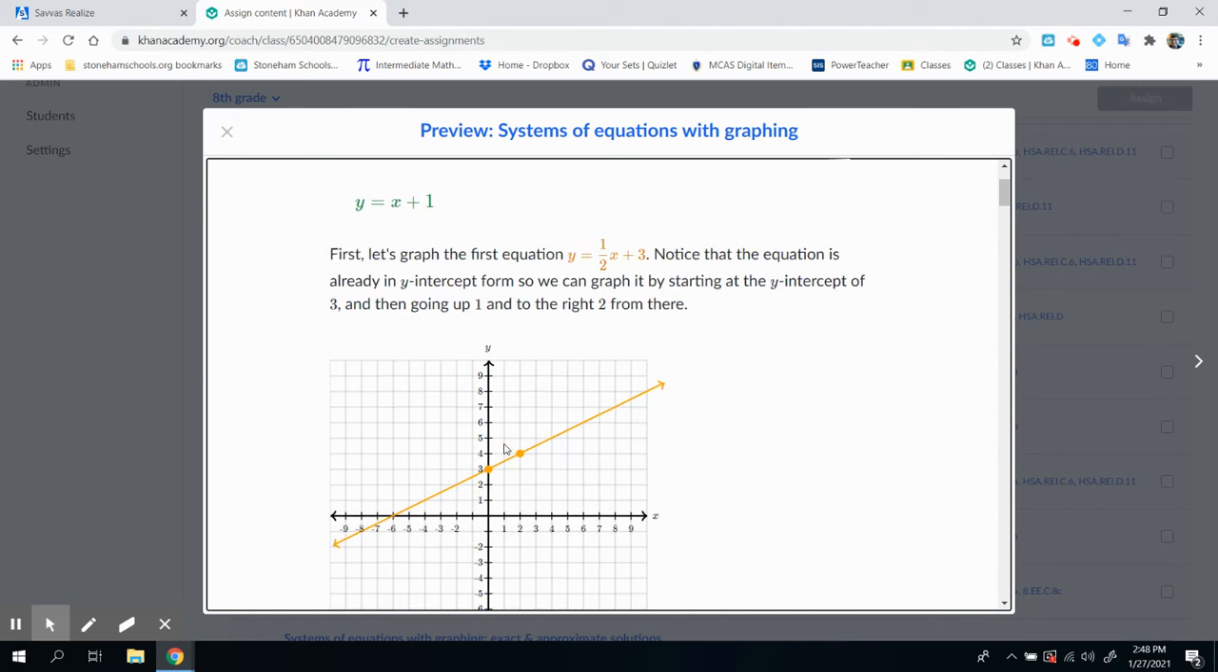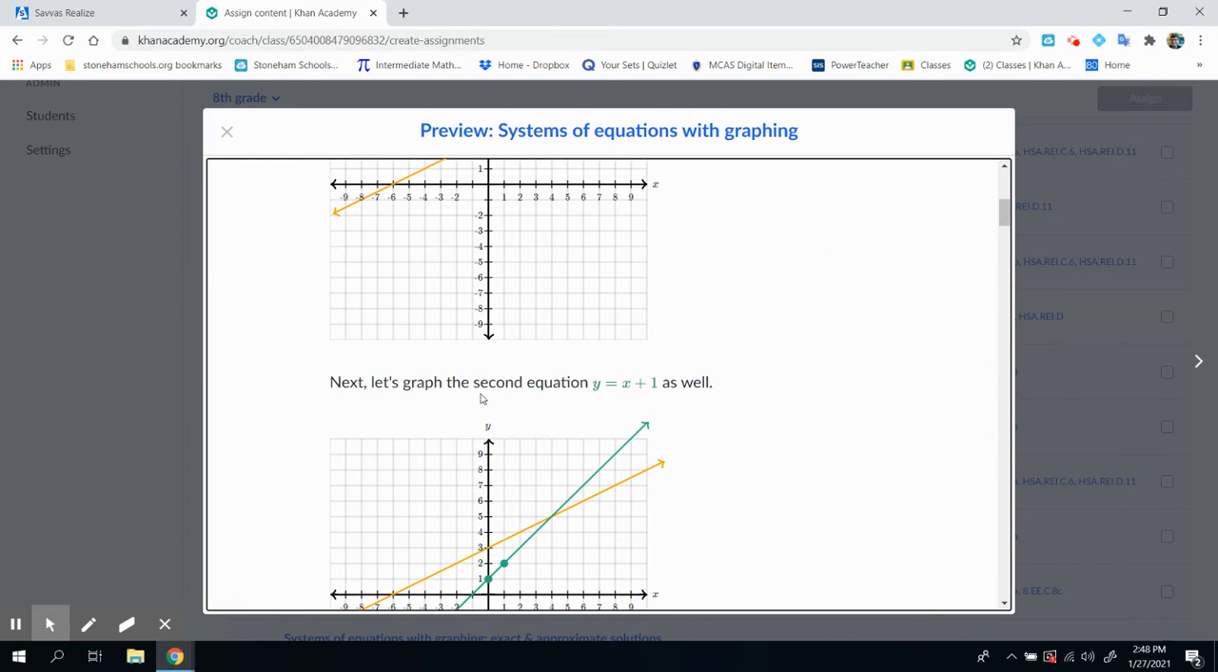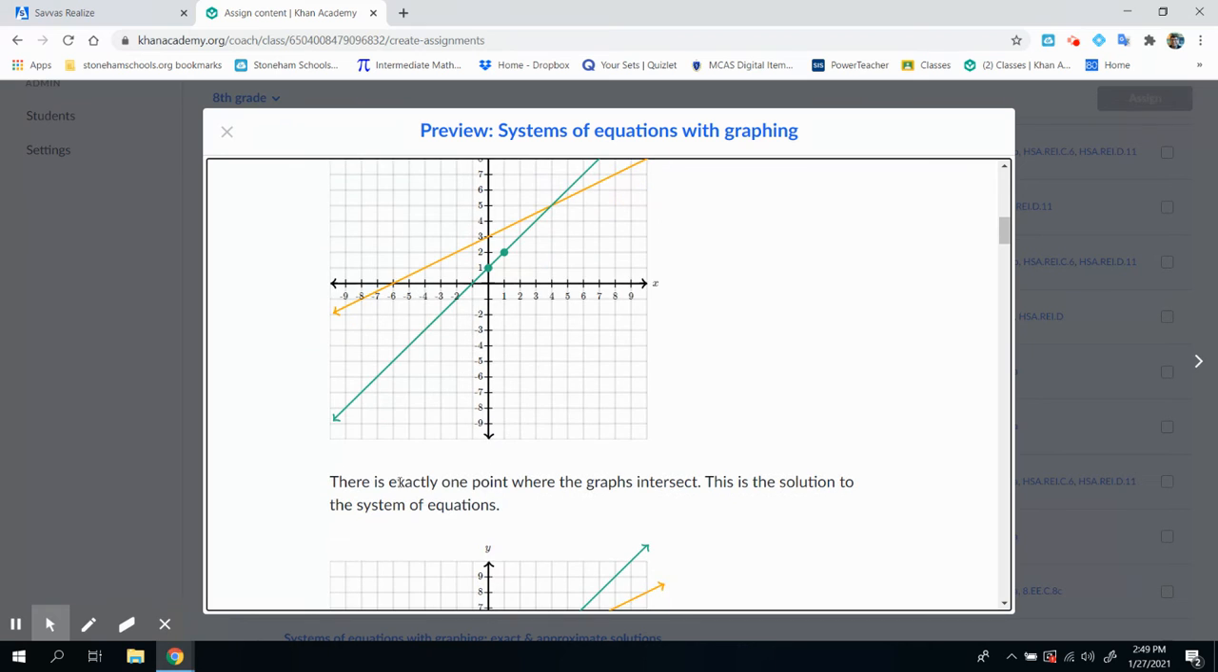We've done this before. So here you see the graph of that first equation, y-intercept of 3, positive slope, up 1/2. Then they're going to graph the second equation. There's a second equation, y-intercept of 1, slope of 1. So there is exactly one point where the graphs intersect.